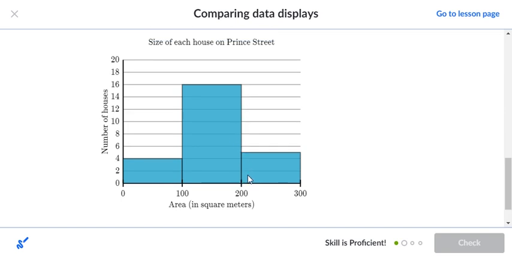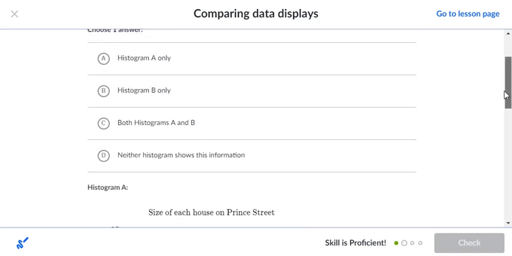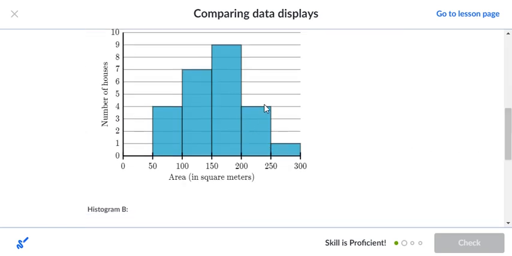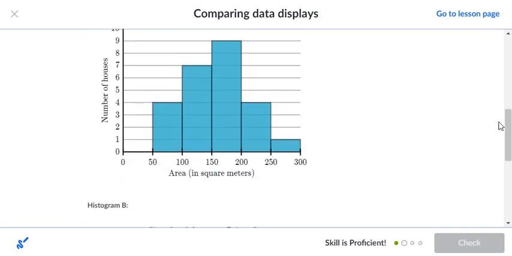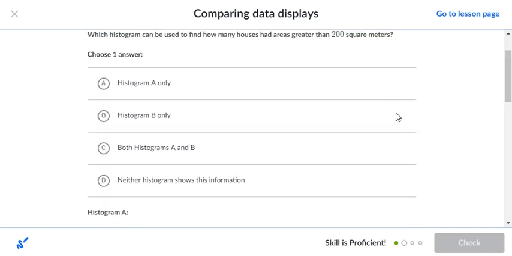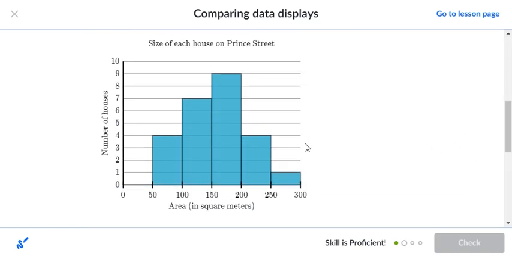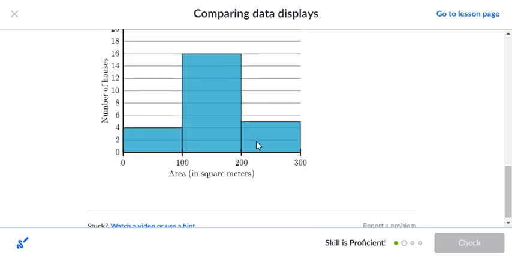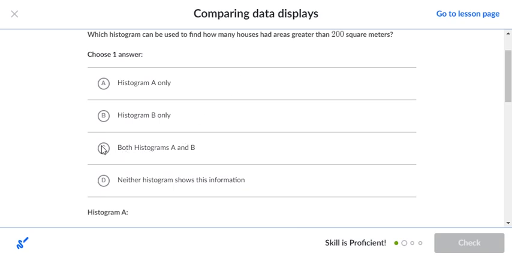Really, we could see right here at 200 on, we could see everything from 200 on. For more detailed purposes, you can see more broken down between 200 and 300 here, where this one is not so much broken down. So this one does have more detail going from 200 to 300. Which histogram can be used to find how many houses had a greater area than 200 square meters? Again, we could use this one, anything above the 200. We could also use this one, anything above the 200. So really, we could use both of these if we wanted to. I believe both would be the answer.